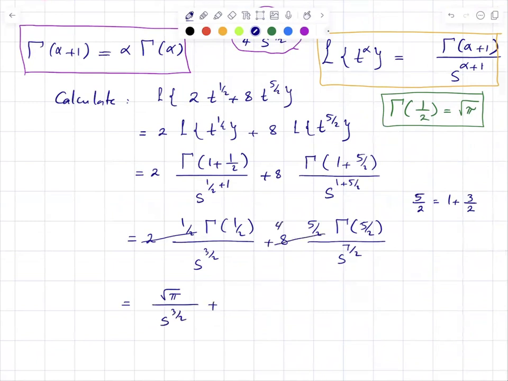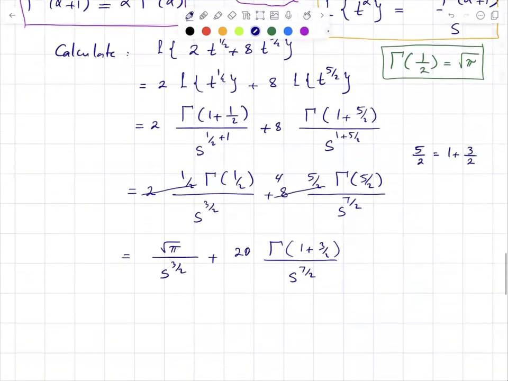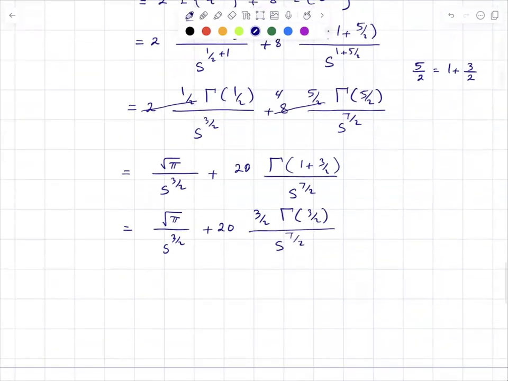we can simplify this to 4 times 5, 20. And then you have the gamma of 1 plus 3 halves divided by s to power 7 over 2, which can be written as, so for the first quantity, you have just the square root of pi divided by s to power 3 halves plus 20. Now here you have 3 halves times gamma of 3 halves divided by s to power 7 over 2. Continue the process again. You could also simplify this as 30.